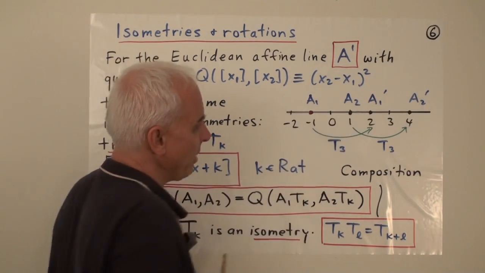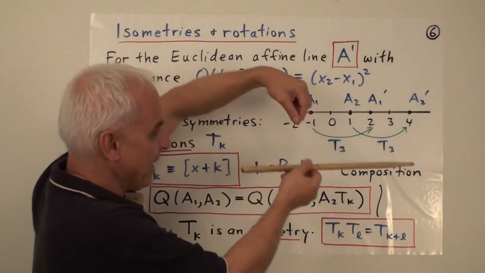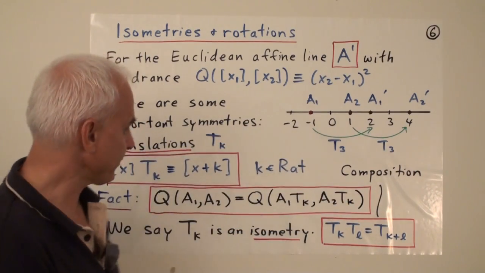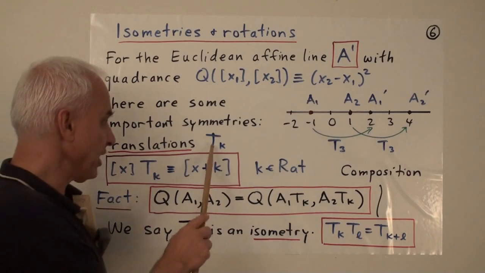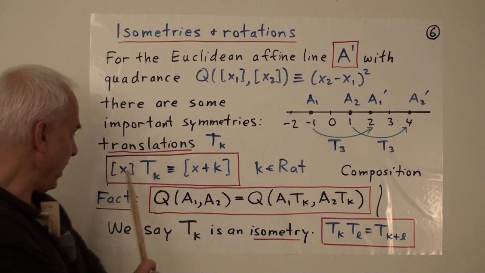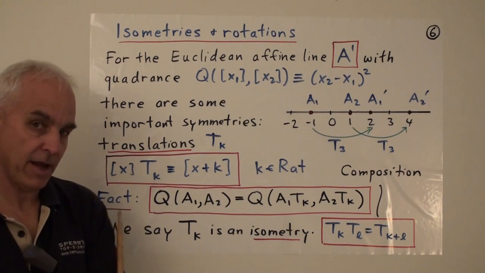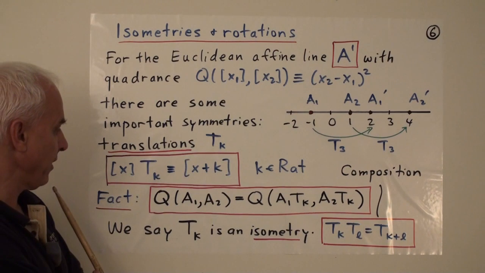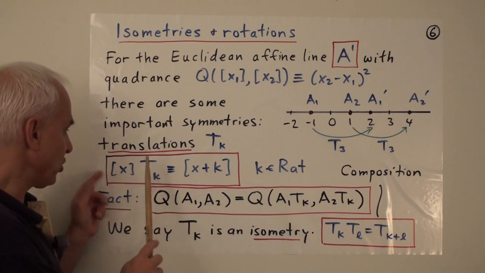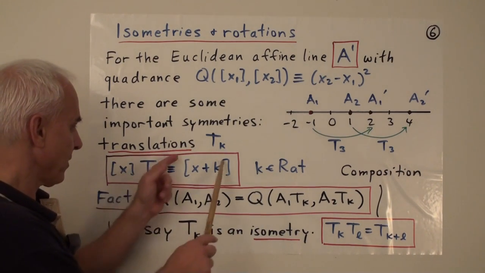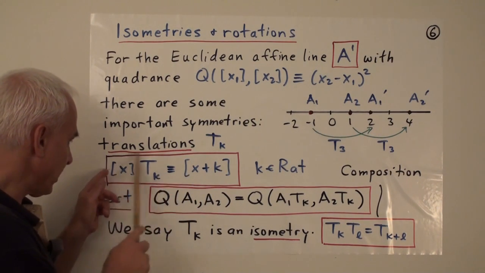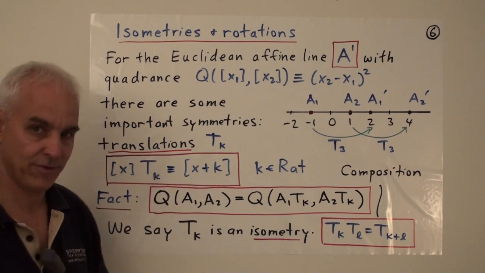So what we're talking about here is the possibility of translating points on the affine line in such a way as to preserve quadrance. So here's how we're going to define that. Let's introduce some symbols, t sub k, where k is a rational number. And let's define this combination. If we have an affine one point x right here, and the symbol t sub k beside it on the right, this combination means the new affine one point x plus k. So we're defining what this particular combination of symbols means.